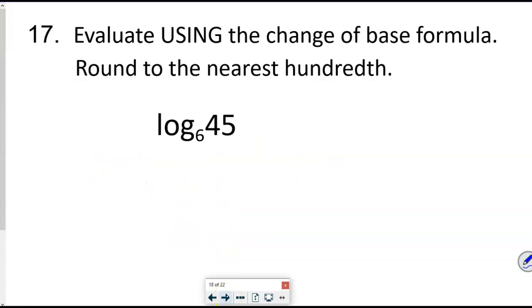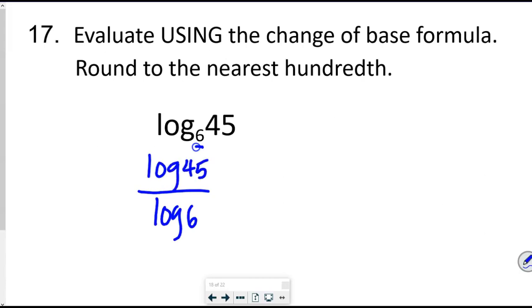All right, evaluate using the change of base formula. Now this time we get to use the change of base formula, and I told you how the base stays in the basement, right? So we're going to put log base 6 or log of 6 in the bottom, and we're going to put log of 45 on the top. And then we're just going to divide those two by each other. And when you do that, you're going to get 2.12 is what I got.